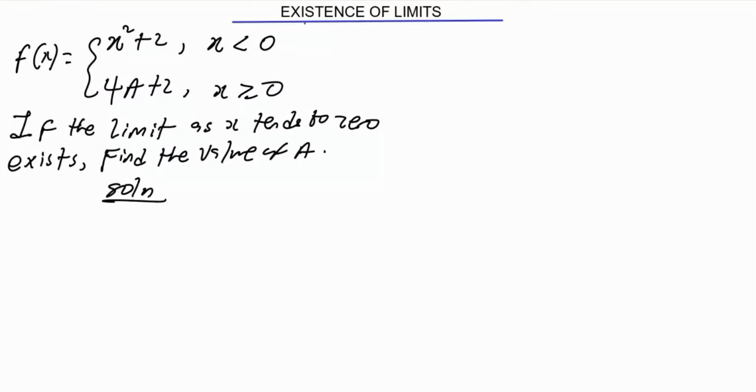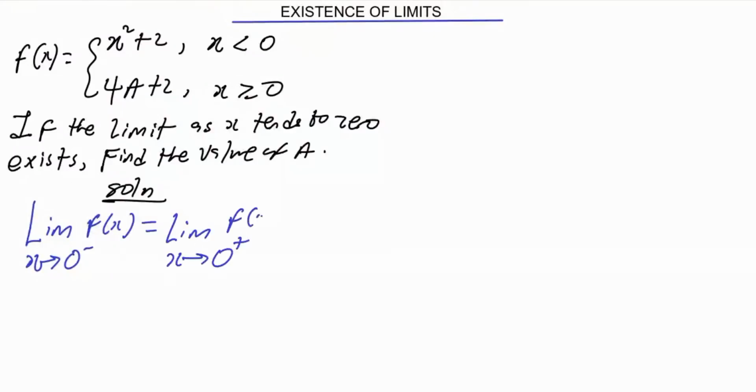Now, we already know that for the limit to exist, this is the condition. As x tends to 0, the limit from the left of f of x must be equal to the limit as x tends to 0 from the right of f of x. Remember, the limit as x tends to 0 from the left means that we are looking at values less than 0. Where do you have less than 0? This is it. So the function you are going to be picking there is x squared plus 2.